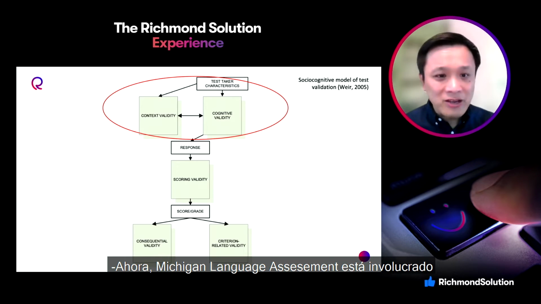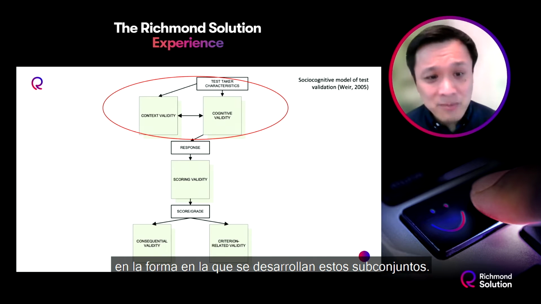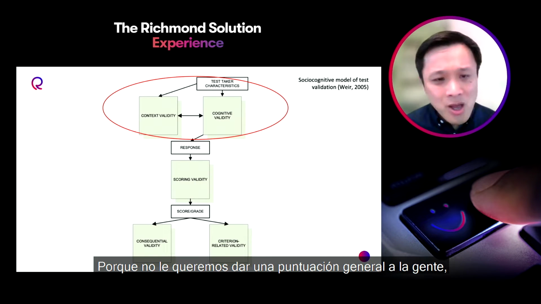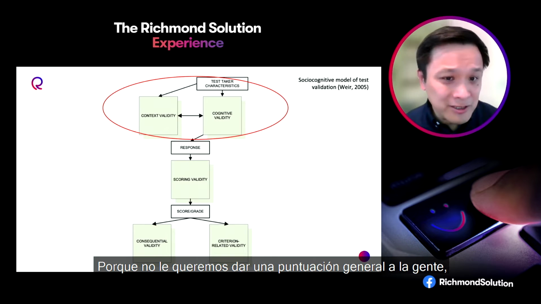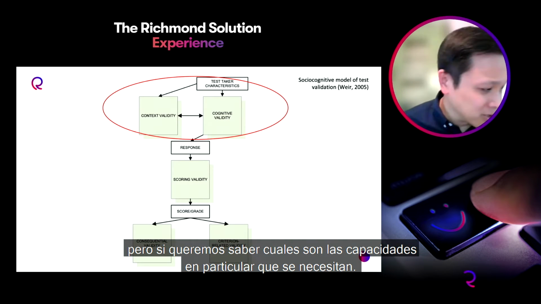Now, at Michigan Language Assessment, we're actually quite interested in knowing how these subskills develop, because in our tests, we don't just want to give people a final score overall, but we want to be able to help them develop these particular skills.